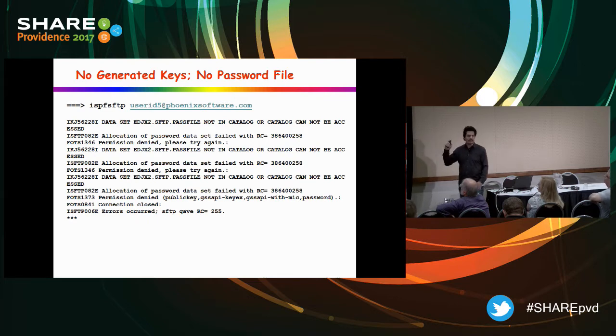Anyway, that's what the command line looks like. In this case, I had a user ID that has no generated keys and no password file, okay? If you're not familiar with SFTP, you have in your home directory on z/OS, for example, a .ssh directory, and under there you've generated some keys. You take your public key and install it over on the server side. Then when you connect, you don't have to put a password in, right?